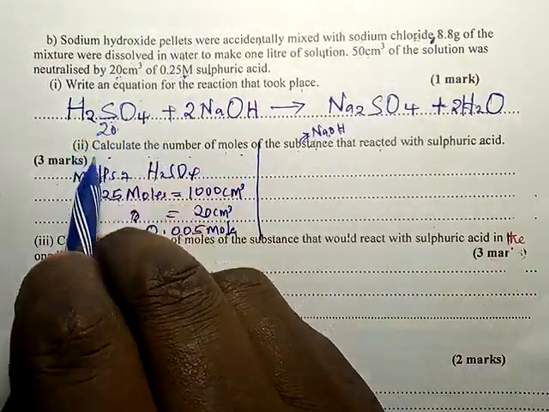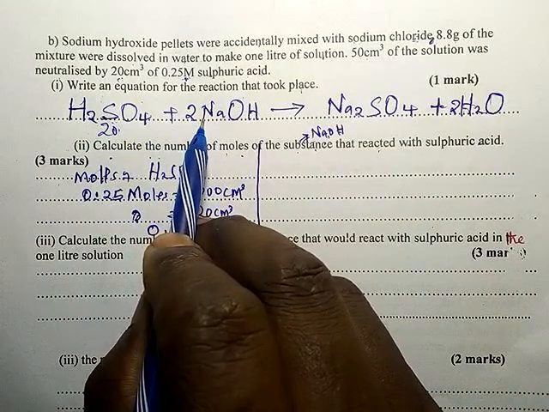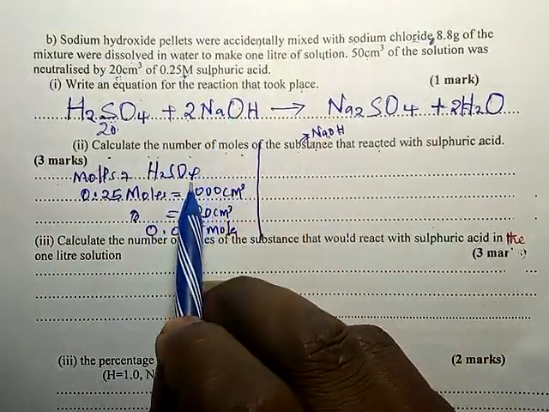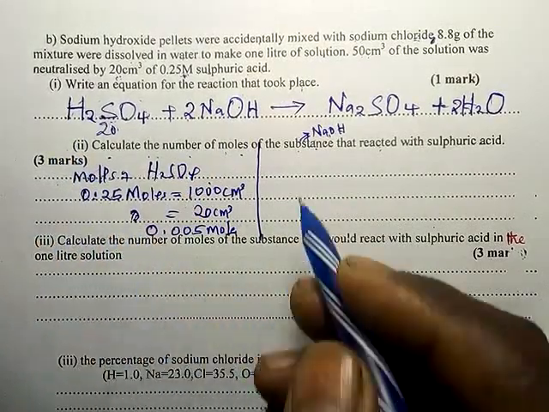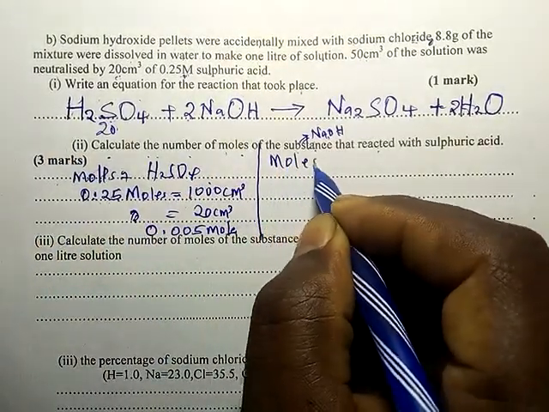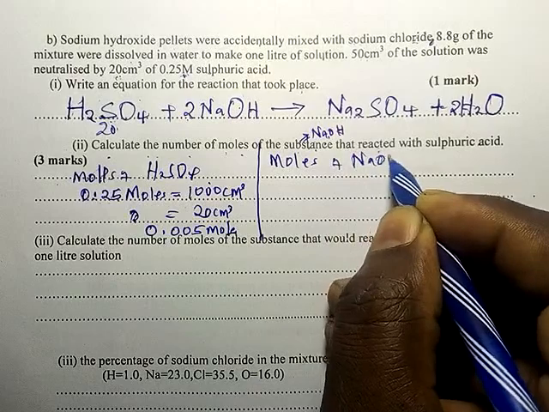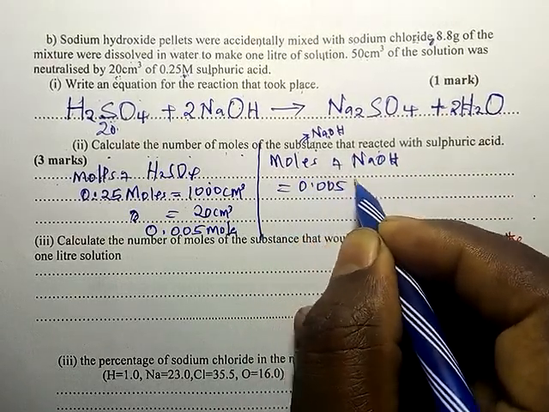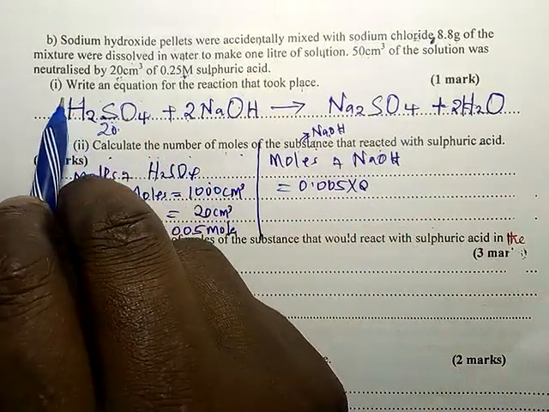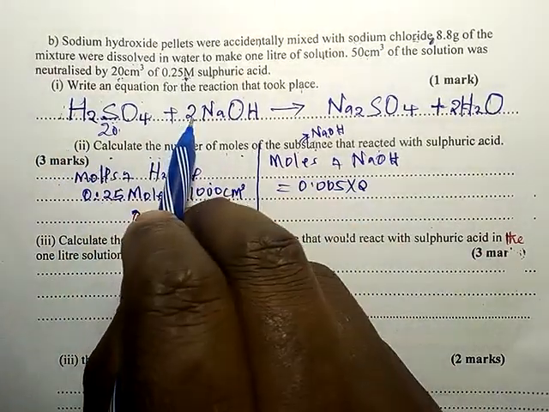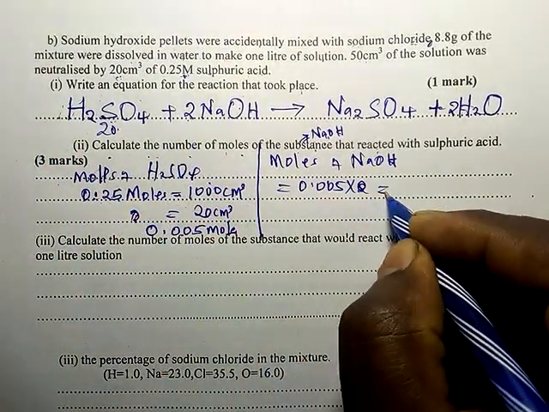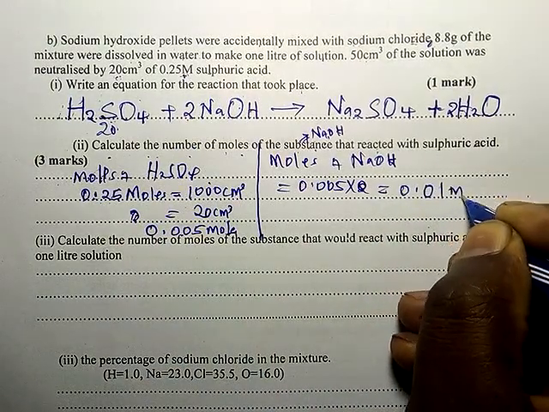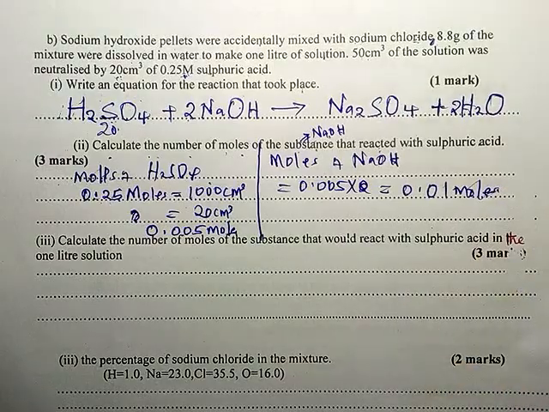Since the mole ratio for sulfuric acid and sodium hydroxide is 1 to 2, the number of moles of sodium hydroxide is going to be twice the number of moles of sulfuric acid. So moles of sodium hydroxide is 0.005 times 2 because of the ratio. This is 1 and this is 2. That will give us 0.01 moles. That is it.